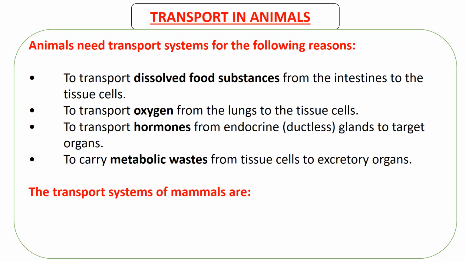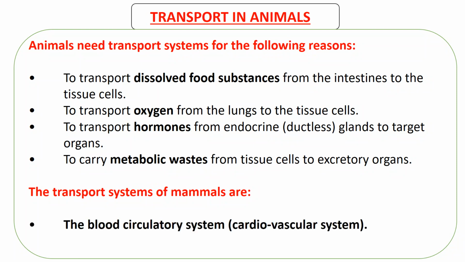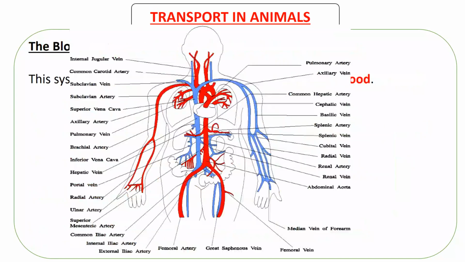So the transport systems of mammals are the blood circulatory system, which is also called the cardiovascular system. There are two transport systems in mammals. The first one is the blood circulatory system, which transports blood. The other one is called the lymphatic system. We're going to take a look at each, but we're going to spend most of the time studying the blood circulatory system, also called the cardiovascular system.